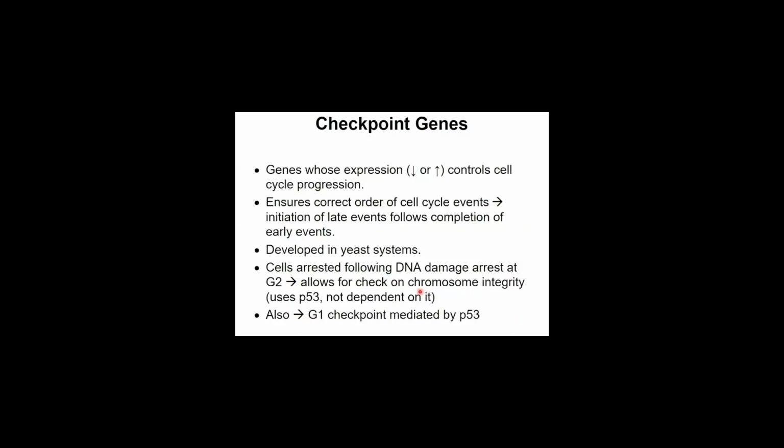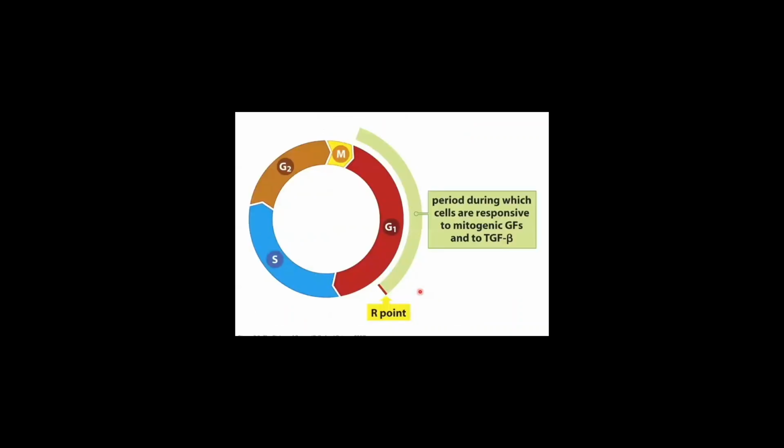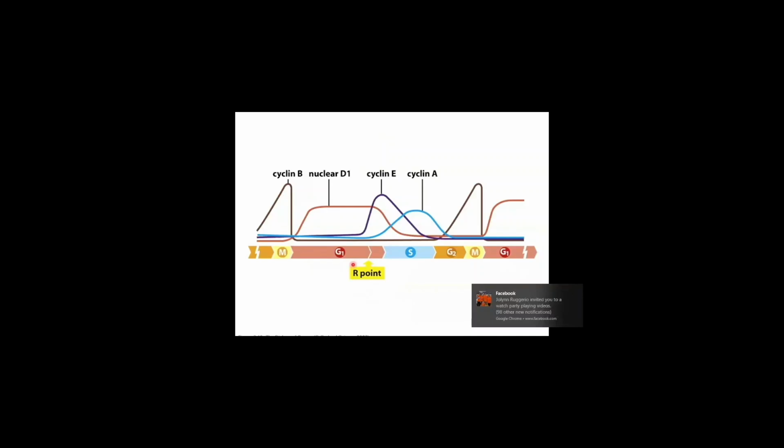A little bit later in this course, but I just wanted to bring up the checkpoint genes so that it's clear. Now, I don't want you to confuse any of these with the so-called restriction point or R point. The R point occurs late in G1, and it's the period during which the cells are responsive to mitogenic growth factors and signaling. And then after the R point, the cells are no longer responsive to growth factor signaling. So therefore, this becomes a very important point, but it's not related to cell cycle checkpoints.